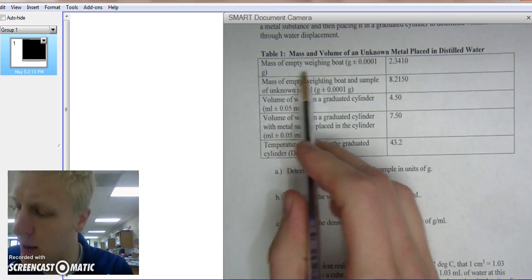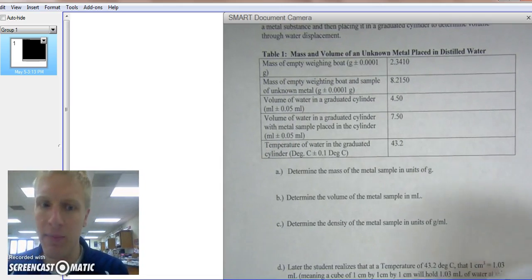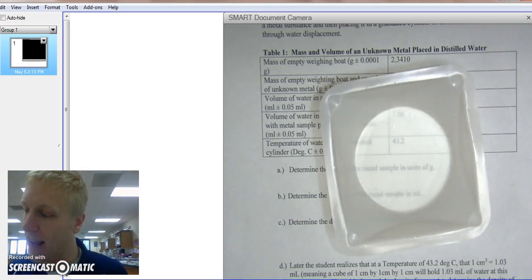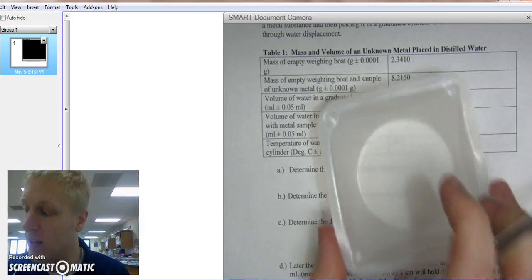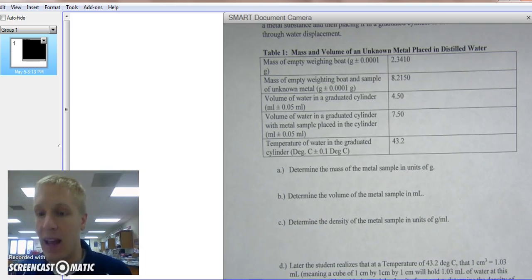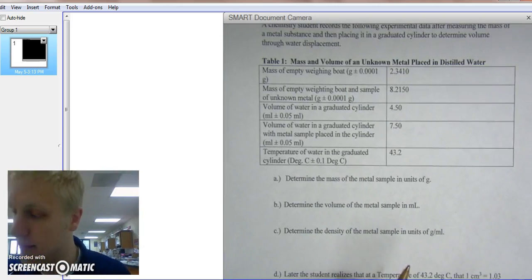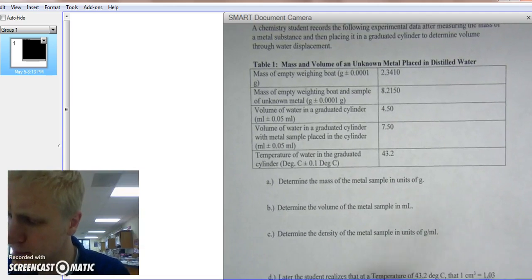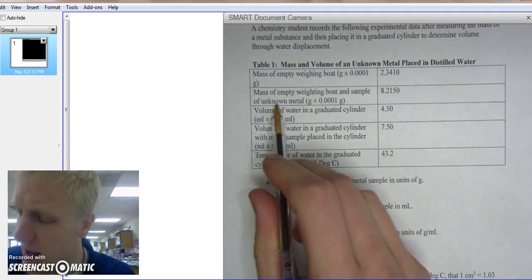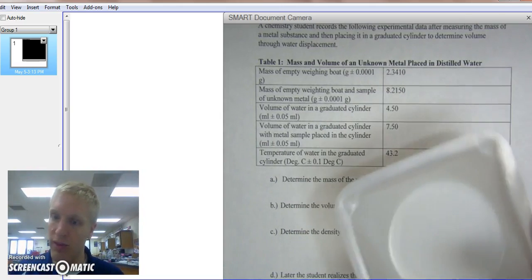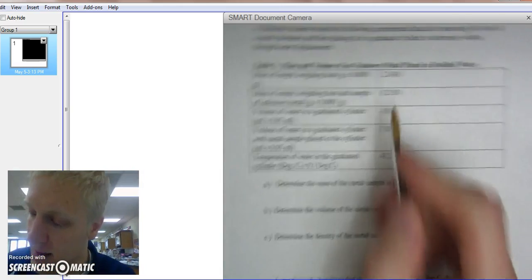It says mass of empty weighing boat. Empty weighing boat would be something like this. I'll put it under the document camera, and it's just a container that you can stick the metal right into. That way you don't contaminate your hands or the mass or the balance that you're massing this on. Next we've got mass of empty weighing boat and sample of the metal. So both of them, that's the mass.